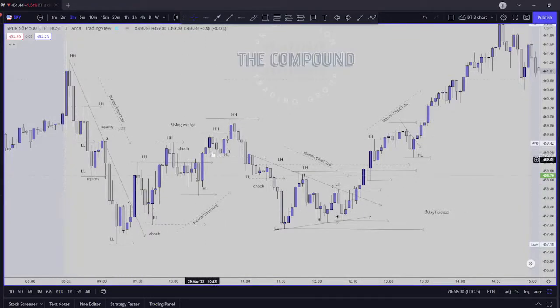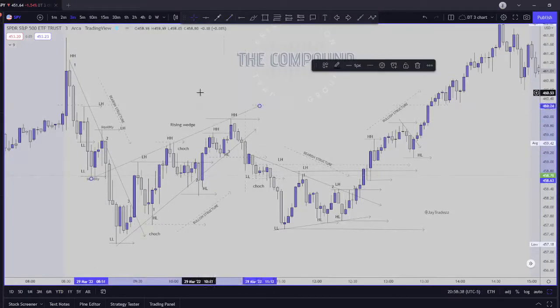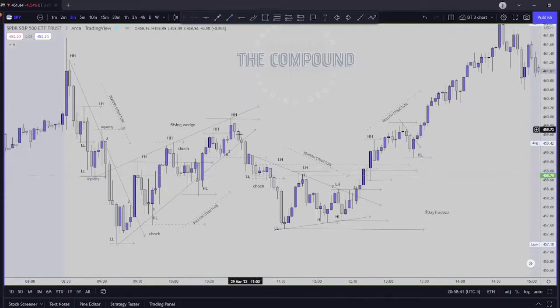So now that you have this momentum shift, you have another pattern that you can play, which is that rising wedge. Rising wedge, right? What does a rising wedge look like? Higher highs, higher lows, higher highs, higher lows, and a higher high here.